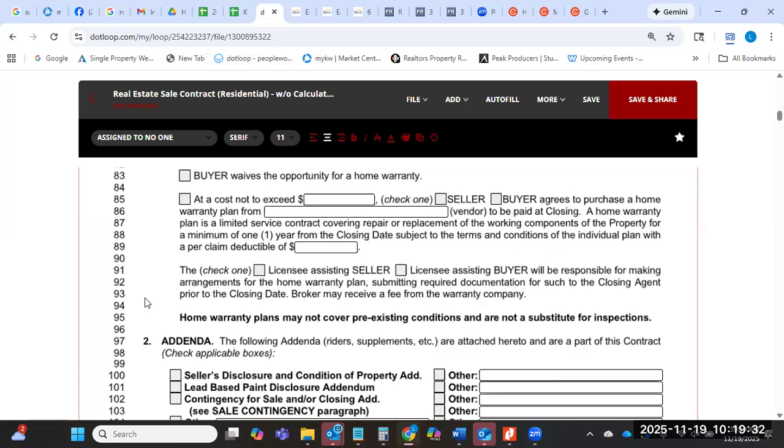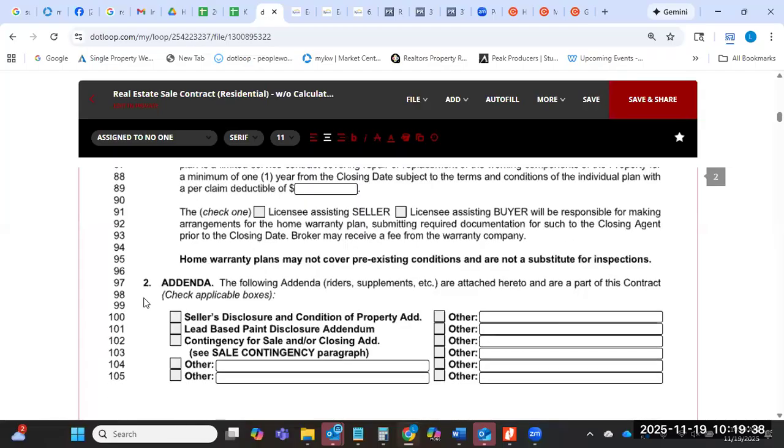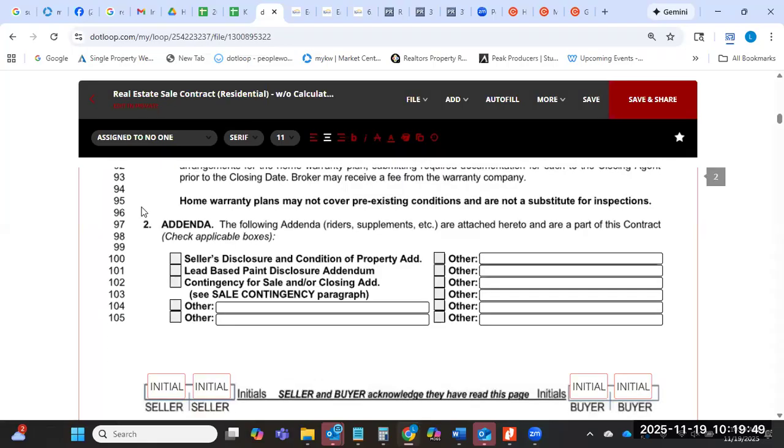But if there's not one in place already, then I would say that you are the one that should be putting it in place. So check the box that the licensee assisting the buyer, because that way we know that it's done and the information has been presented to the title company. So on this particular property, we have our seller's disclosure properly filled out, so we will check that box. We also have our lead-based paint disclosure properly filled out, and you're adding your buyer's initials and signatures to both of those forms. So we checked that box on line 101.